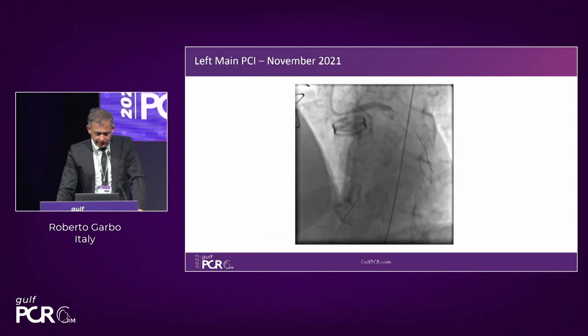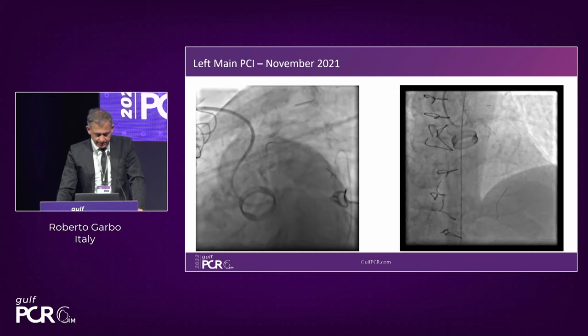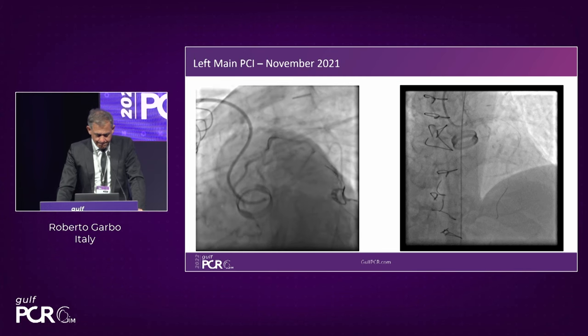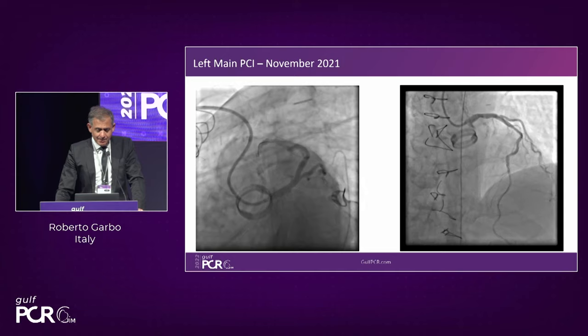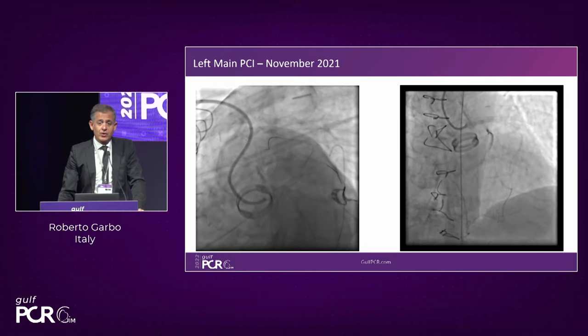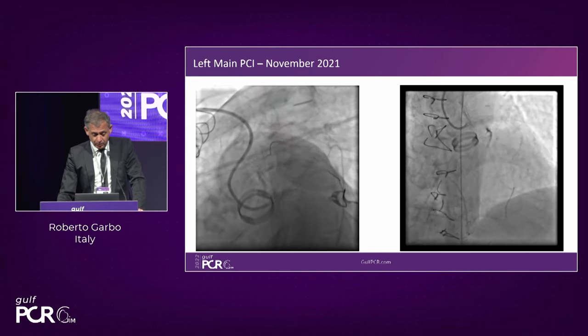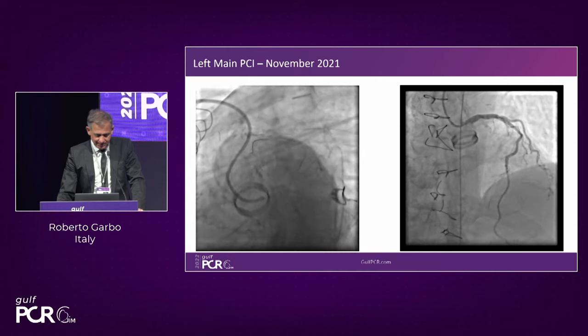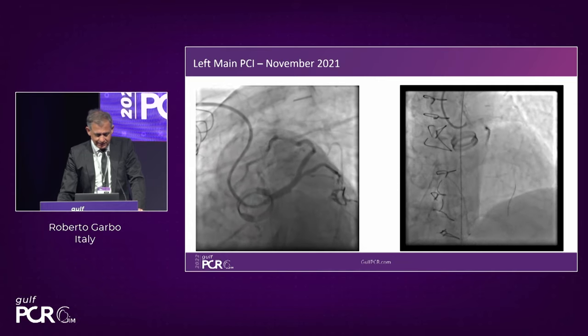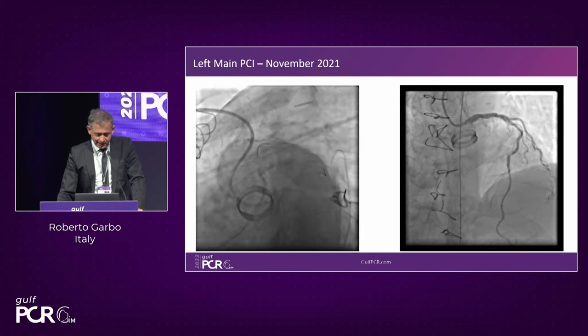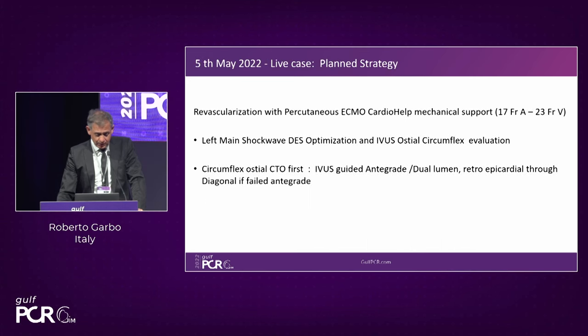And this is the treatment, left main PCI in November. You can see the stent is suboptimally expanded. And this was the final result. So when we came back, during the live, we have seen even a progression of disease on the proximal LAD. So this was a surprise. So we performed IVUS that I'm not able to show you because of time, but we have a new plaque in the LAD. And so we need to treat the LAD, and we decided, as I told you, to use ECMO support to do this kind of procedure.